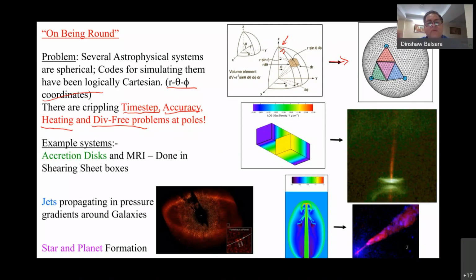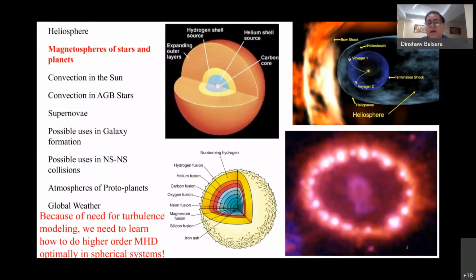And if we can do that, and I will show you that it has been done, then we can do many interesting astrophysical problems, namely problems involving accretion disks and magnetorotational instabilities, but this time done globally. Many of these accretion disks are flaring structures. They're ideally suited for geodesic meshes. Likewise, propagation of jets in galaxies. Likewise, problems associated with star and planet formation. Likewise, we would love to do problems associated with the heliosphere.